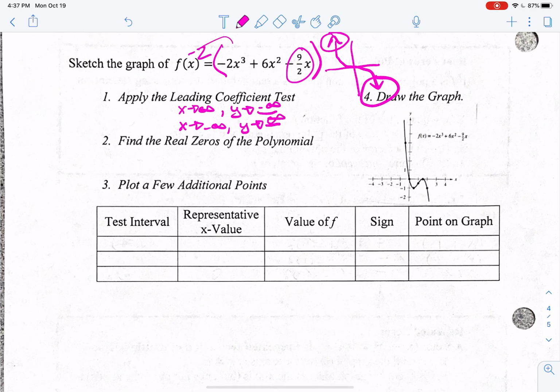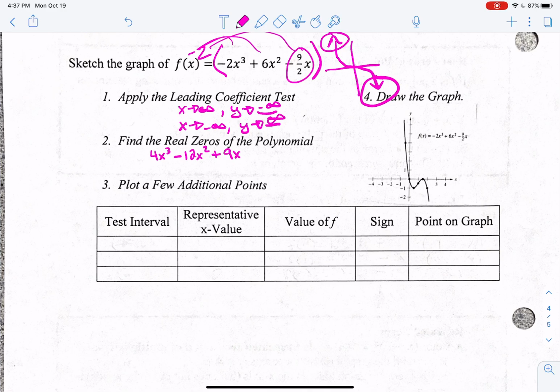So if I take -2 and multiply it by all three of those pieces, we'll end up with 4x cubed minus 12x squared, and then plus 9x, because 9 over 2 times 2 is just going to be positive 9, okay? And then I can find the zeros from there. I did that so that I could get rid of the fraction in my equation, okay?